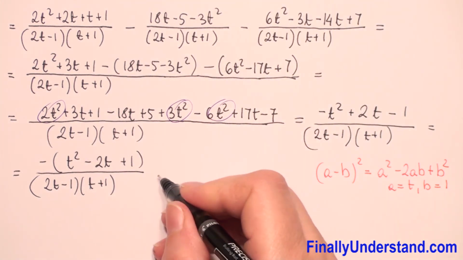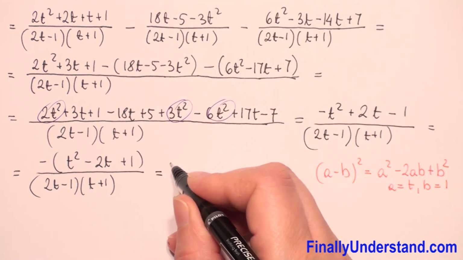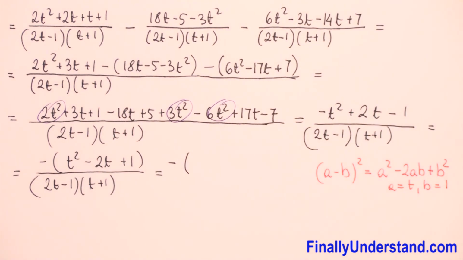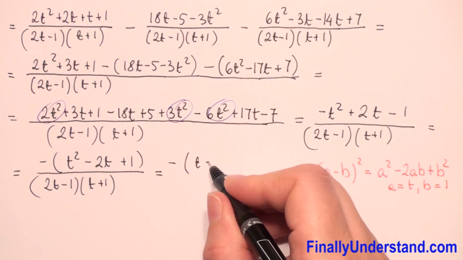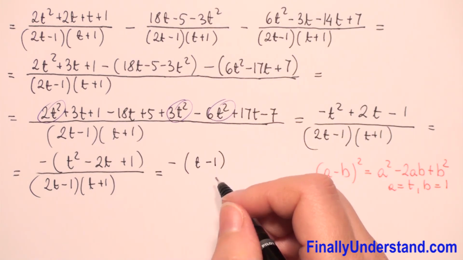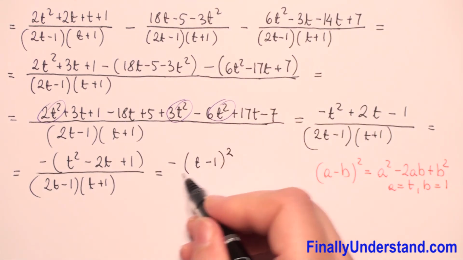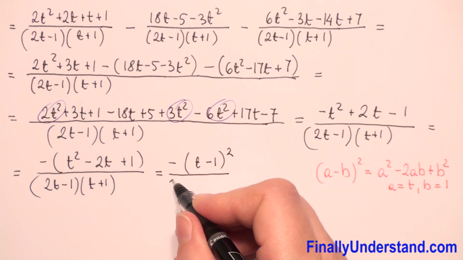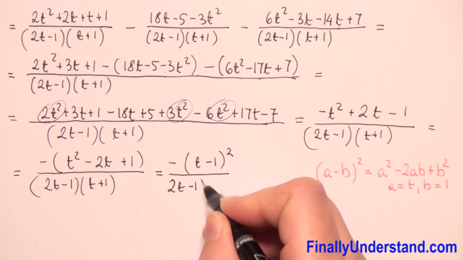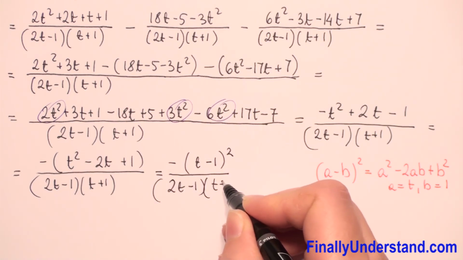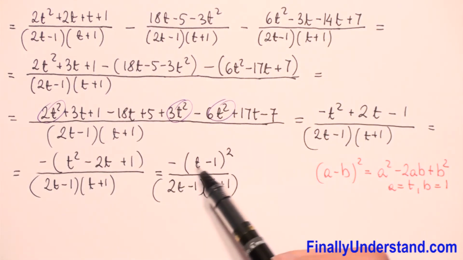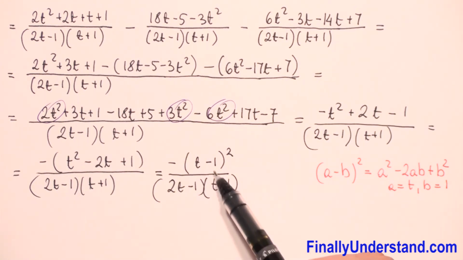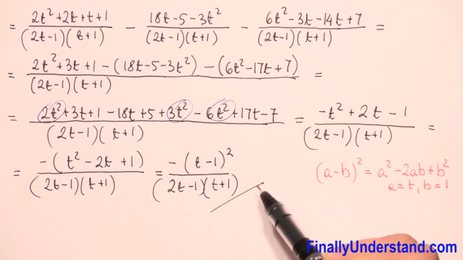So now this is equal. We have to copy the negative sign, and in parentheses we will have t minus 1 to the second power over 2t minus 1 times t plus 1. But we cannot reduce anything here because we have different terms in the parentheses. So this is my solution.